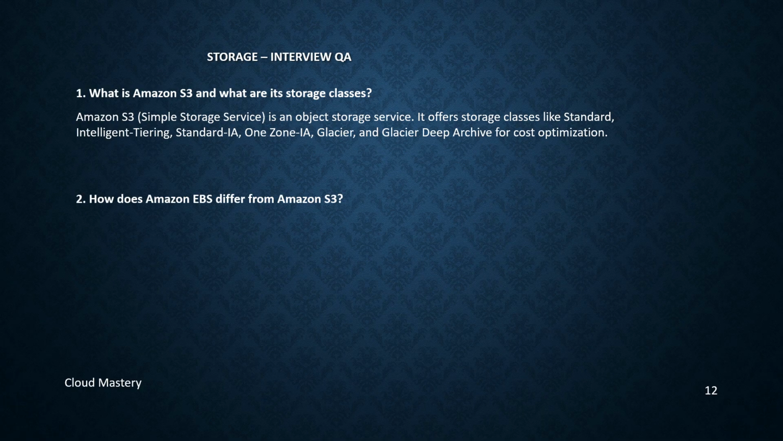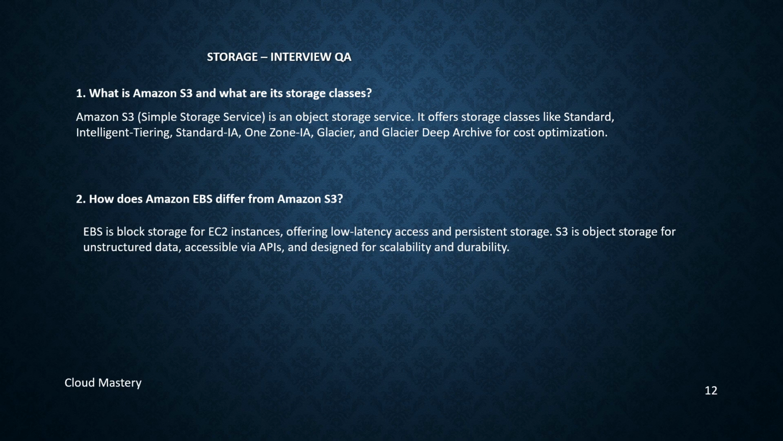Let's move to the second question. How does Amazon EBS differ from Amazon S3? So EBS is block storage, S3 is object storage, right? So this is the first difference. Second difference, if you want very low latency and persistent storage, then you should always go with block storage for any kind of EC2 machines. And if you have unstructured data like photos, images, files, where you don't have any pattern of data, then you can always go with S3, accessible via APIs, and you can design for scalability and durability.